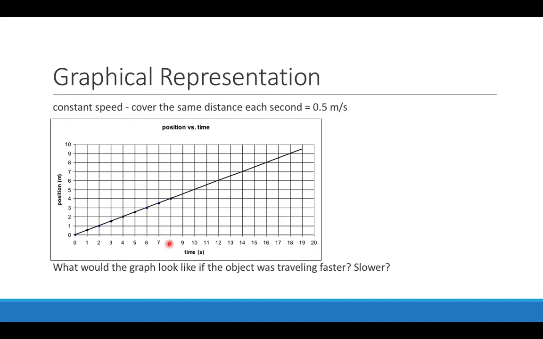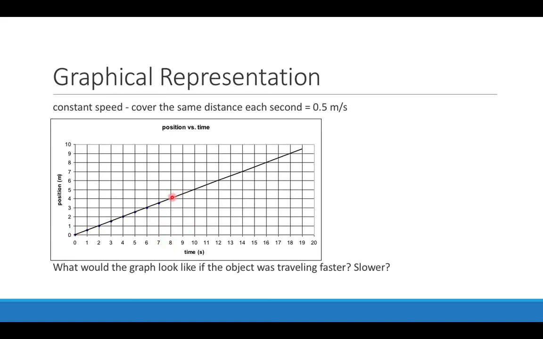And one of the first things that we should realize is that this is a straight line graph because the speed is constant, and it has a constant slope. So remember, the slope of a graph is just the rise over the run.